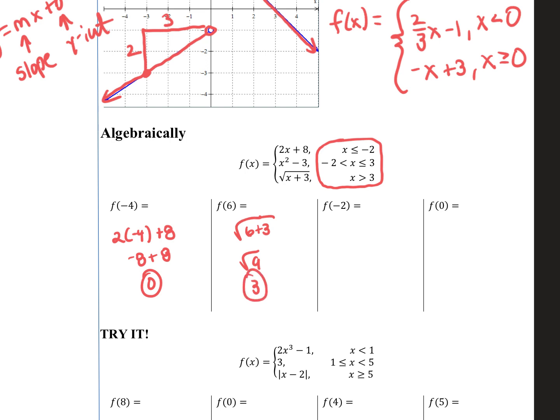f of -2, the only function that includes -2 is the first one. So 2 times -2 plus 8. -4 plus 8 is 4. And then 0, based off my domain restrictions, it's the middle one. So I'm going to plug 0 in for x into that quadratic. 0 squared minus 3. 0 minus 3 is -3.